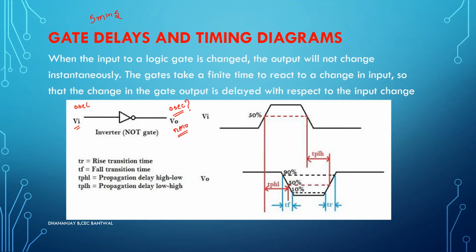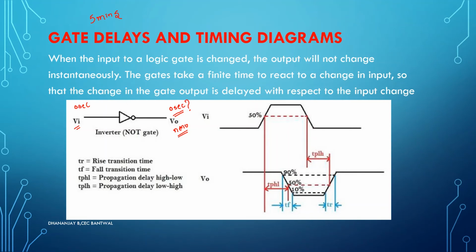This nanosecond time that my circuit is taking in order to produce the output is called gate delay. The delay that is produced in the circuit due to the gate is called gate delay. When the input to the logic gate is changed, the output will not change instantaneously. The gate takes finite time to react to the change in the input, so that the change in the gate output is delayed with respect to the input change. This is what is meant by gate delay.